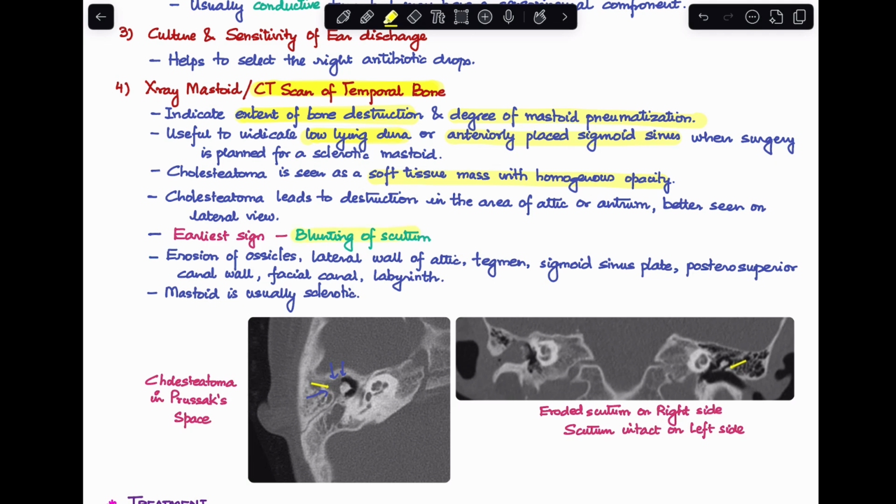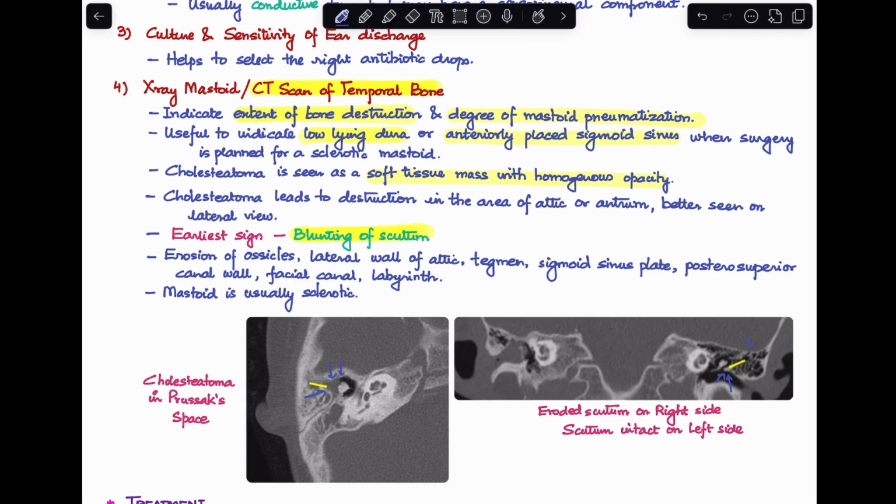Now, what is the earliest sign that you will be seeing in radiology over here? That is blunting of scutum. If you see in the second image over here, on the left side where the yellow arrow is present, you can see the presence of scutum, which is looking like a sharp tip. Whereas on the right side, the scutum is actually not looking like a sharp tip anymore, it has been eroded. Other than this, you can see erosion of ossicles, lateral wall of attic, tegmen, sigmoid sinus plate, posterior superior canal wall, facial canal, and labyrinth. And mastoid is usually sclerotic in these cases.